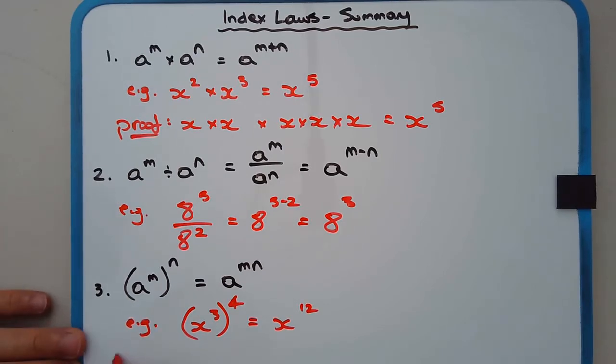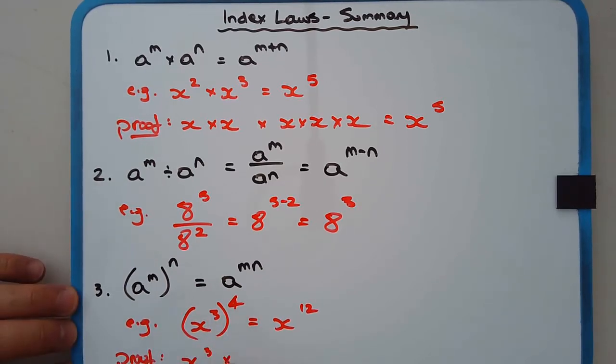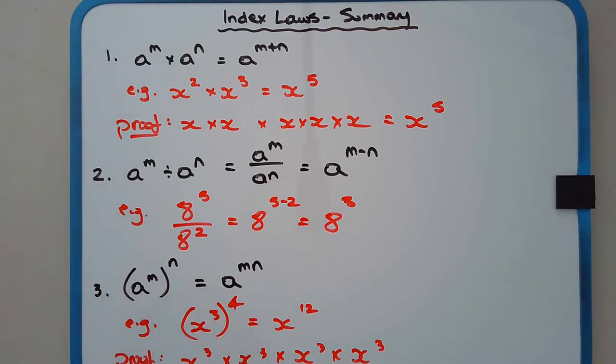Why is that? Let's have a look at a quick proof. Expand the brackets. In other words, what does x cubed to the power of 4 mean? Think of this x cubed as an object. This x cubed is being multiplied to itself 4 times. So that's the same as saying x cubed times x cubed times x cubed times x cubed. And by law number 1, when you're multiplying terms with the same base, you add the indices. So 3 plus 3 plus 3 plus 3 is equal to 12. So that's index law number 3.